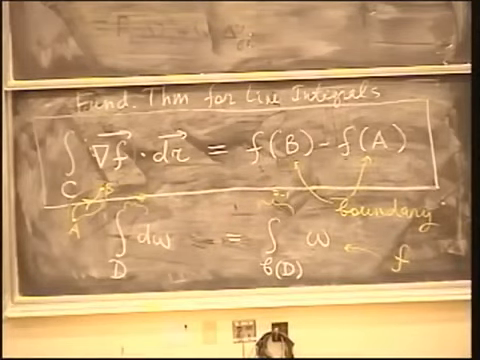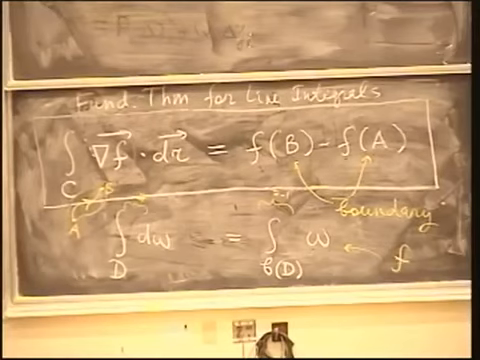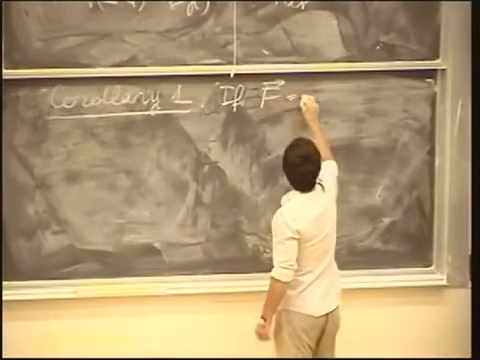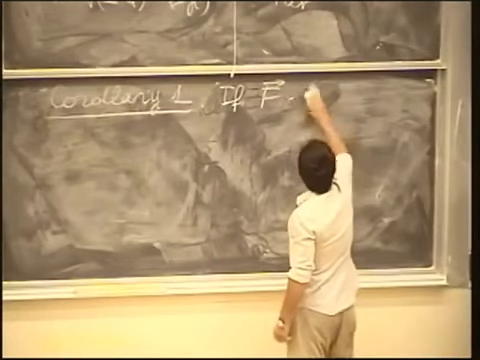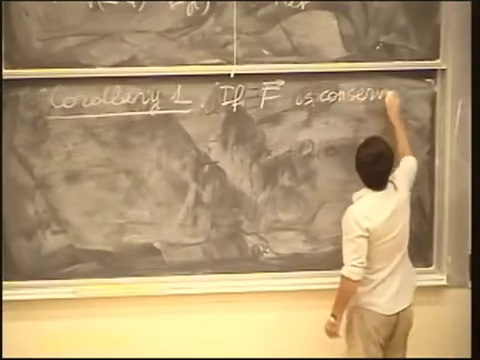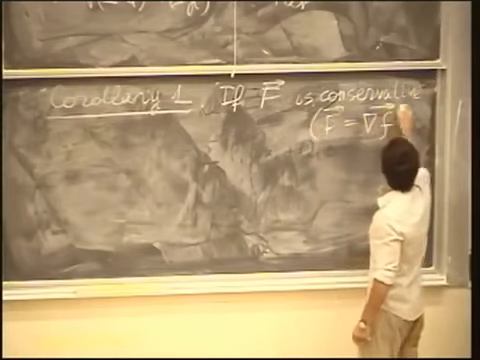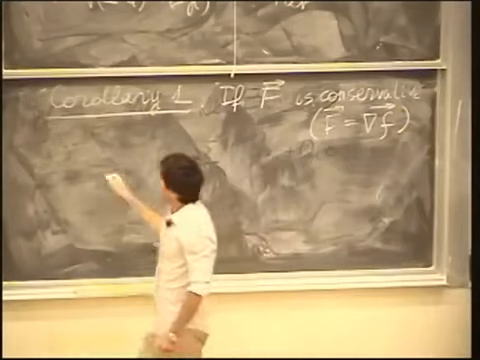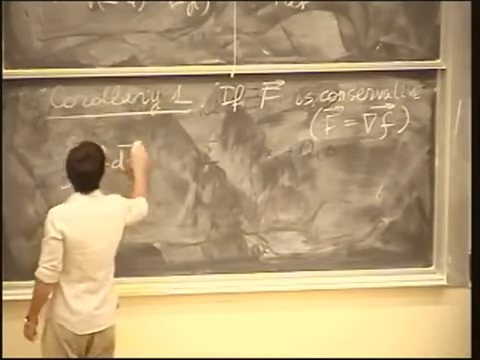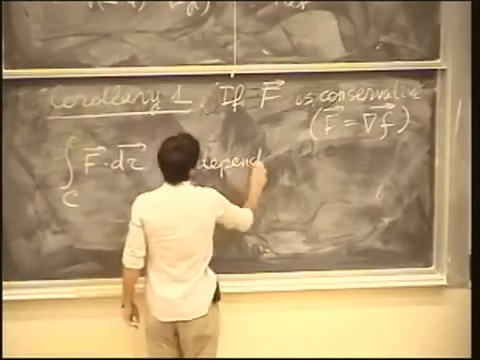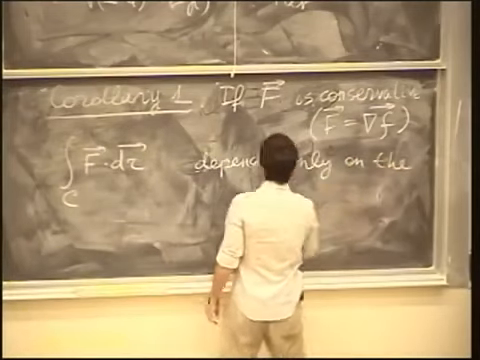Okay. But before I do that, I would like to derive the consequences of this, or they're called corollaries. So corollary 1 is that if F is a conservative vector field, and when I say it's conservative, it means that there is some function f small such that F is equal to nabla of that function, the gradient of that function, then the line integral of this vector field is independent of the curve. It depends only on the endpoints.